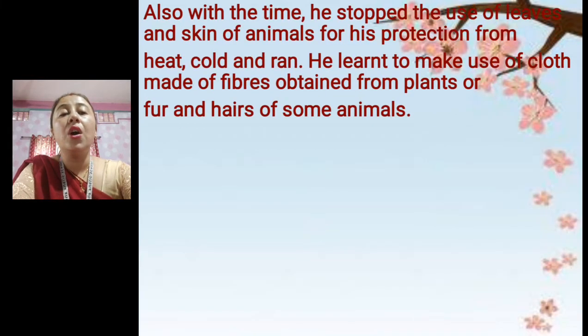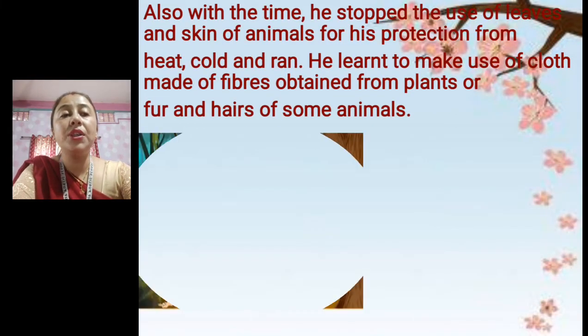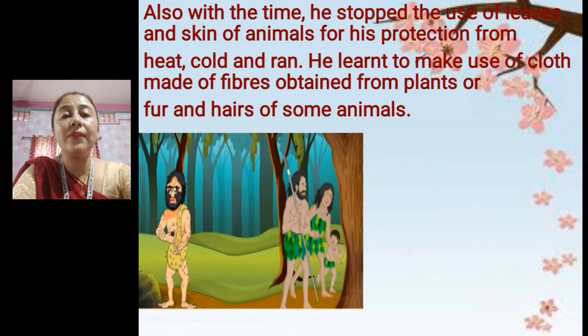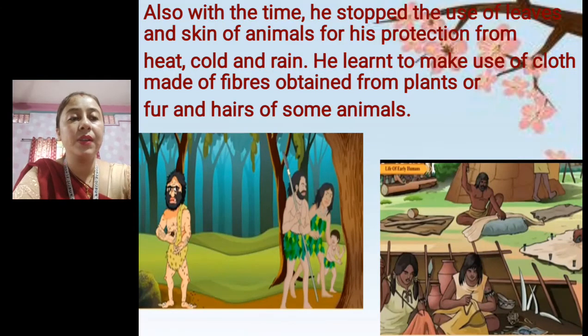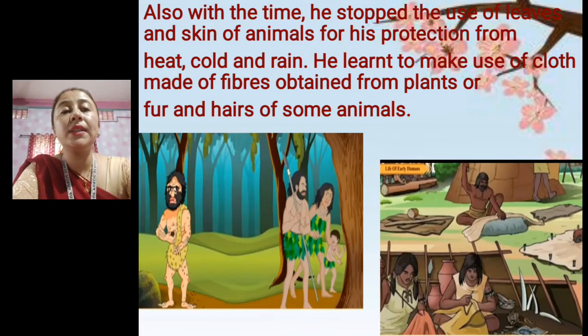So children, also with time he stopped the use of leaves and skin of animals for his protection from heat, cold and rain. He learned to make use of cloth made of fibers obtained from plants or fur and hairs of some animals. So children, they slowly stopped. They used to wear the skin of animals and they used to use leaves. Okay, you can see in the picture, in the first picture some of them are wearing leaves. Yes, one person is wearing the skin of a tiger.